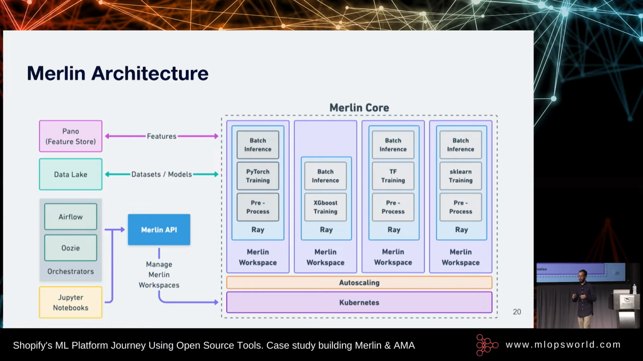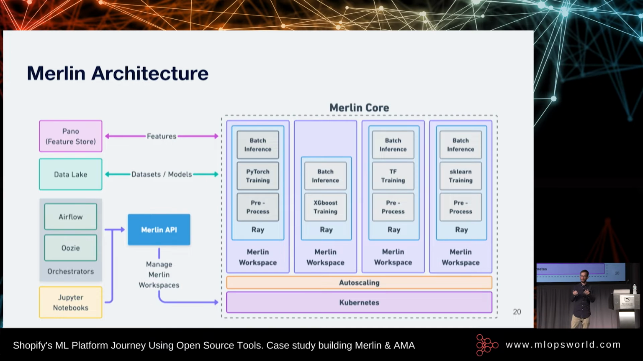In order to manage all of these Merlin workspaces, we have built a dedicated API, which we call the Merlin API, which every client that is using our platform goes through. It's a unified, centralized API. If a user prototypes from a Jupyter notebook, they go through the Merlin API to create the environments that they need. When we orchestrate the production machine learning workflows from either Airflow or Uzi, they also go through the Merlin API to create the Merlin workspace for their work and to delete it later on.